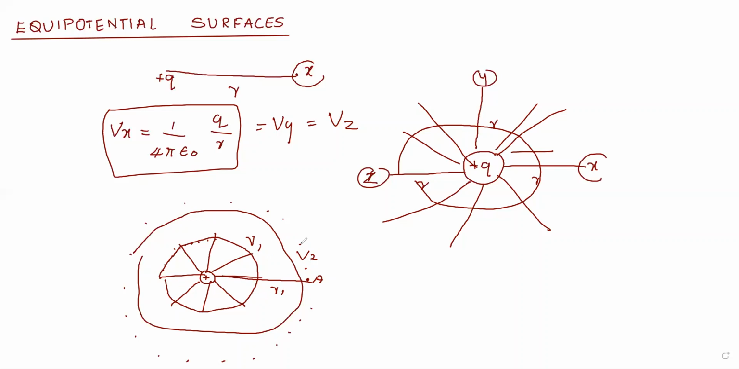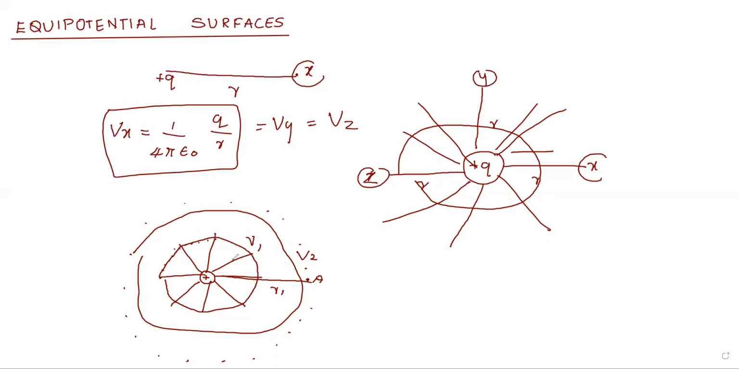Consider a ball. If I consider a potential on the surface of the ball, the surface will have the same potential on any point on the sphere. Such a surface is called the equipotential surface. A surface on which the potential at every point remains the same is called the equipotential surface.